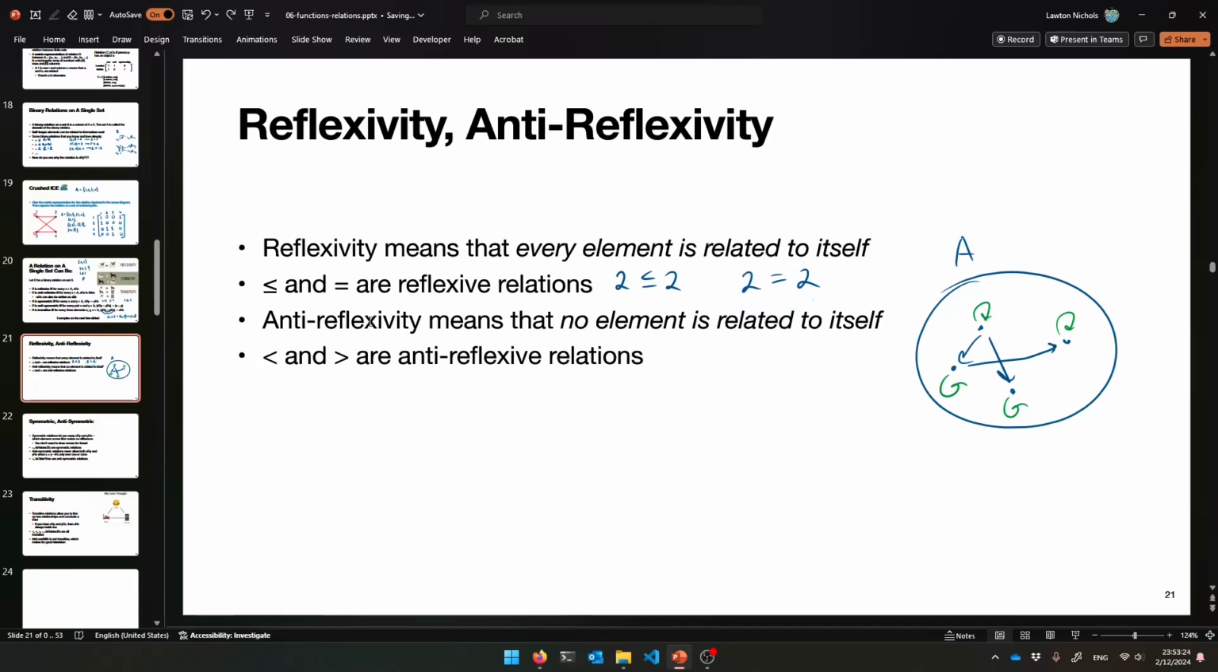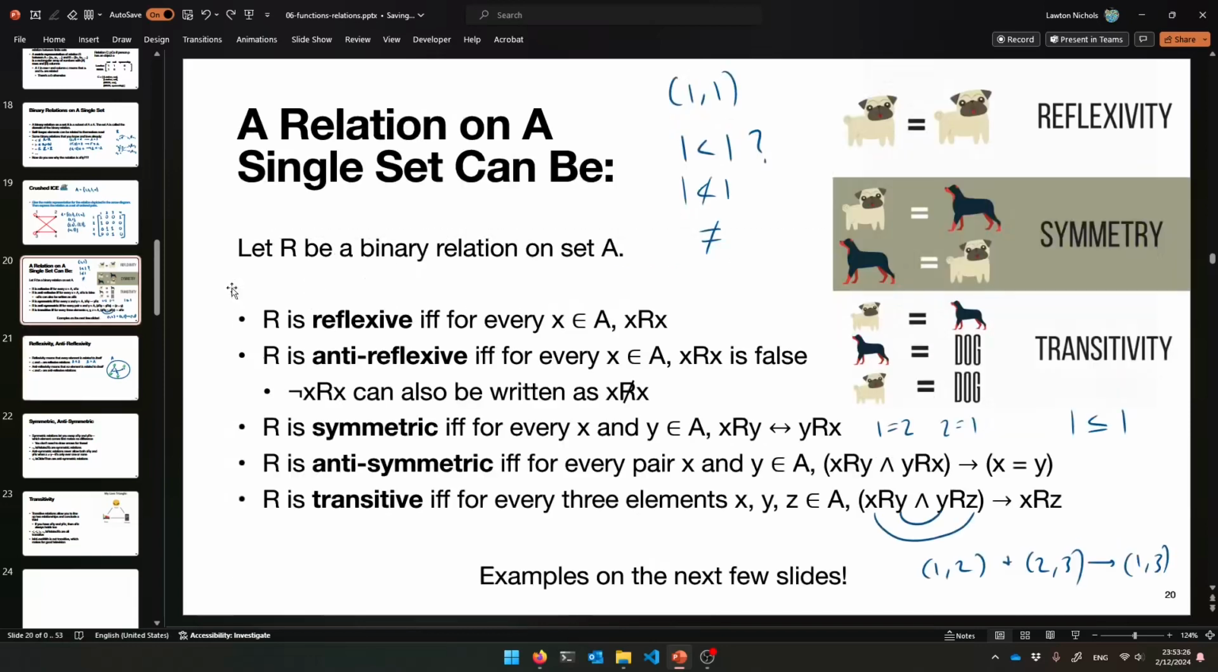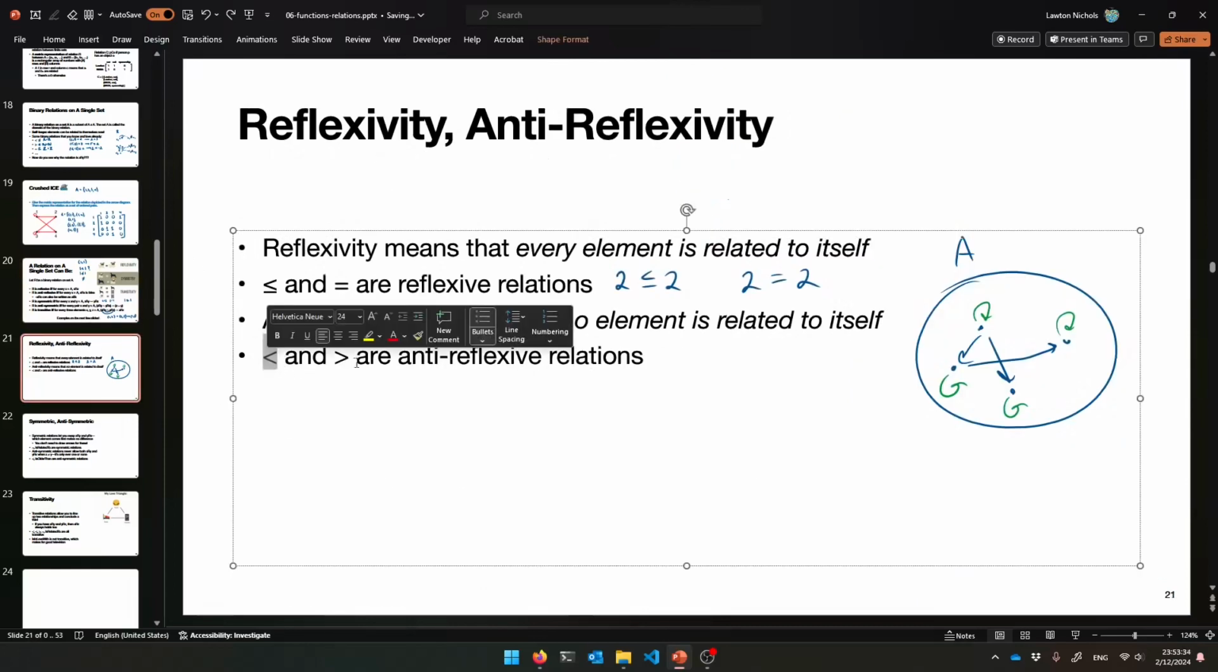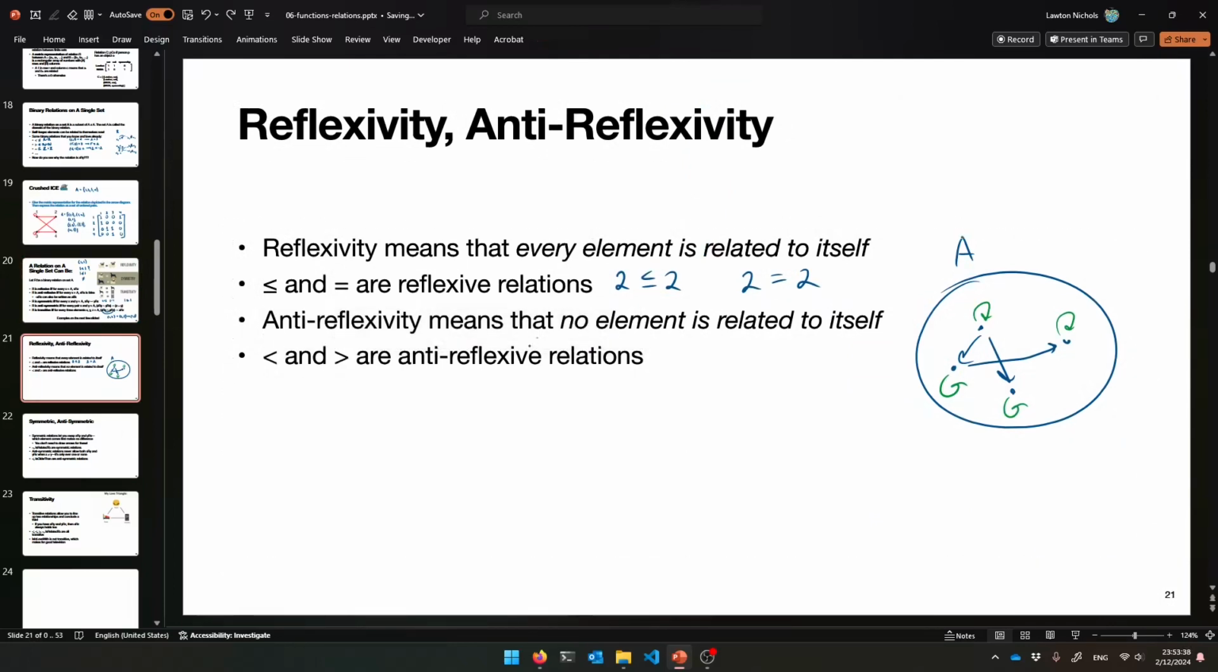And then anti-reflexivity means that no element is related to itself. That never works out. For every element, there is never a self loop. It's never related to itself. So our strict comparisons, like less than and strictly greater than, are anti-reflexive relations, because you pick any number, you put it on both sides of a less than, and it's never true that 2 is strictly less than 2. It's never true that 4 is strictly greater than 4. See that? Any number could go here. It's never true. They're anti-reflexive. So that's what it means to be reflexive and anti-reflexive.